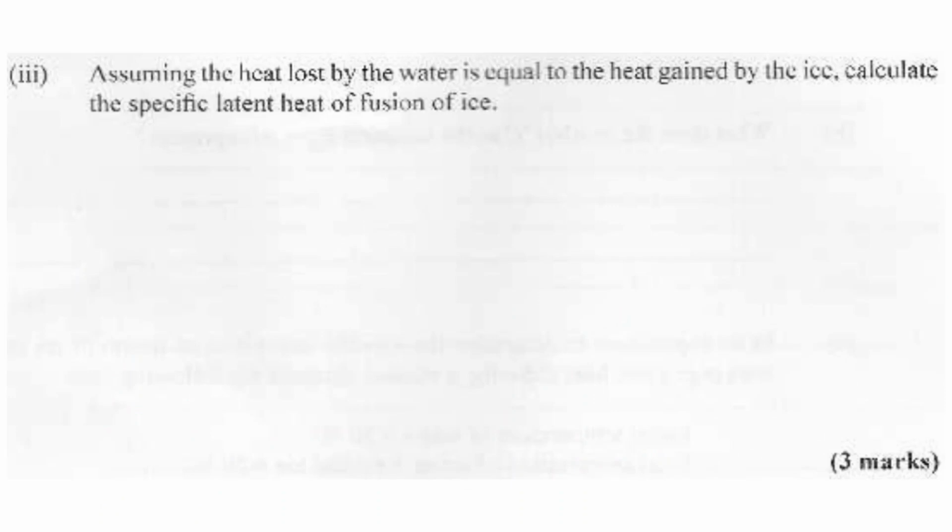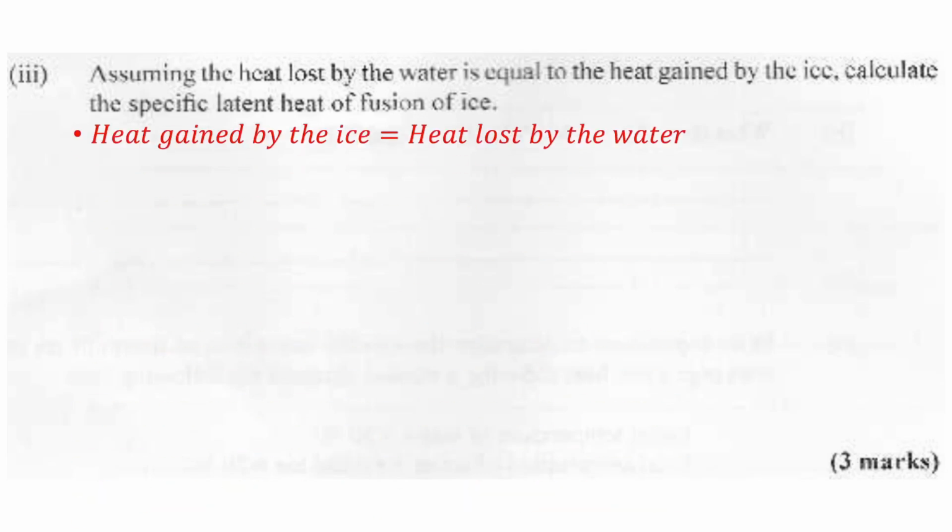Part 3. Assuming the heat lost by the water is equal to the heat gained by the ice, we're to calculate the specific latent heat of fusion of ice. So, assuming the heat gained by the ice is equal to the heat lost by the water, we would then have that the energy it takes to melt the ice plus the energy it takes to raise the temperature of the melted ice is equal to the energy lost by the water. So mL plus m c delta theta is equal to m c delta theta.